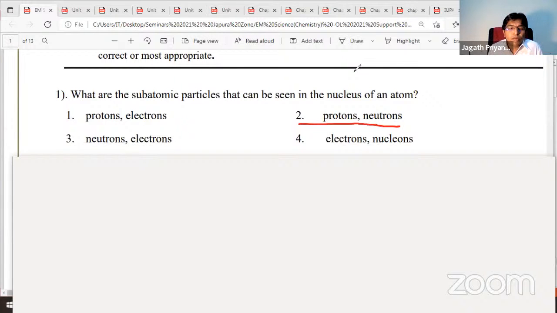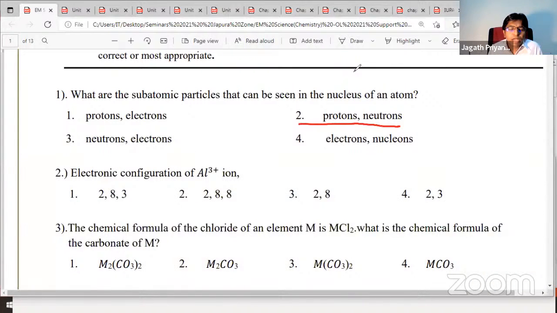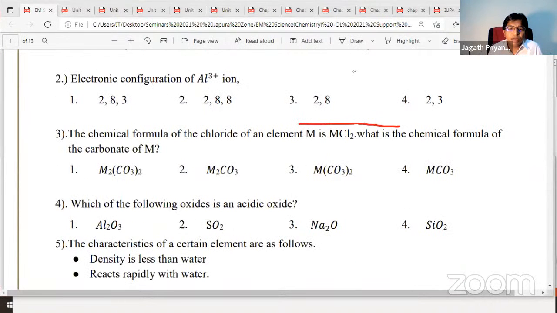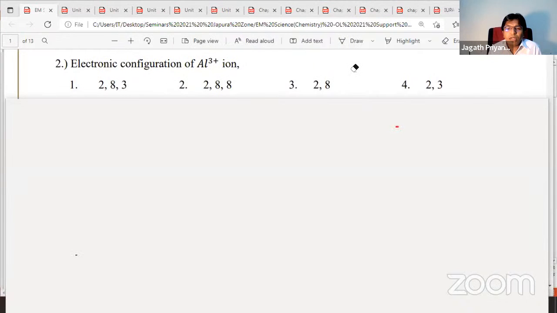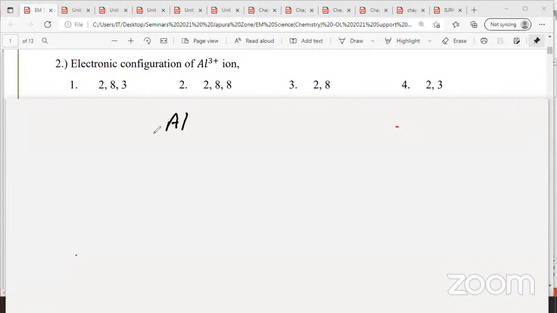Yeah. Then question number 2: electronic configuration of Al3+. This one is very important. Recently they are asking not just the electronic configuration of the neutral atom, but also the number of electrons in ions, like positive ions and negative ions. So you can see Al3+. Look at the screen, everyone. You can note down this atomic number. You should know the atomic number of aluminium. The atomic number of aluminium is 13. That means the neutral aluminium atom has 13 protons and 13 electrons.